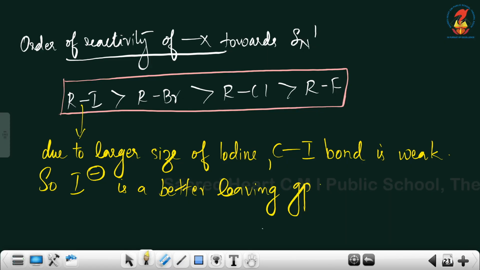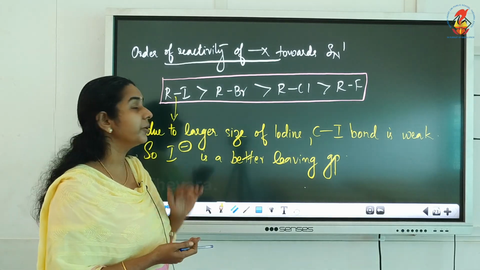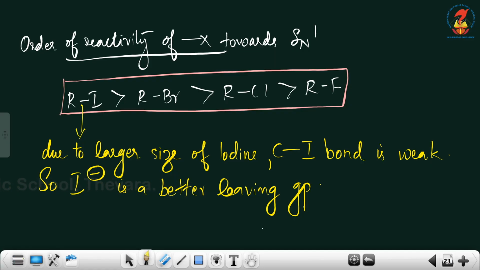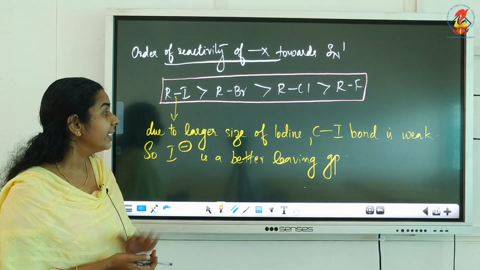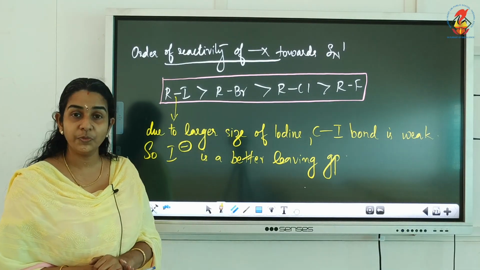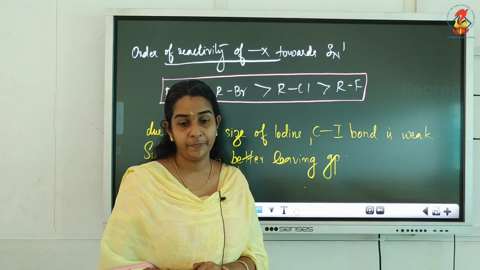Now, what about the order of reactivity of halides? With the same alkyl group, if the halogen atom is different, which halides are more reactive? Fluorides, chlorides, bromides or iodides? Yes, just like the SN2 mechanism, in the SN1 mechanism also iodides are more reactive. The reason is, due to the larger size of iodine, the C-I bond strength is weak, so I minus is a better leaving group. Okay.